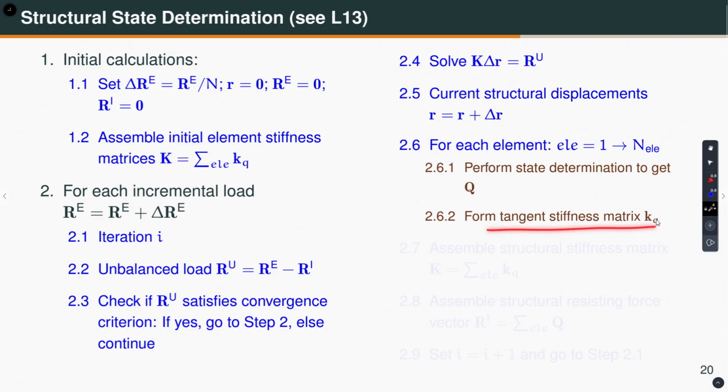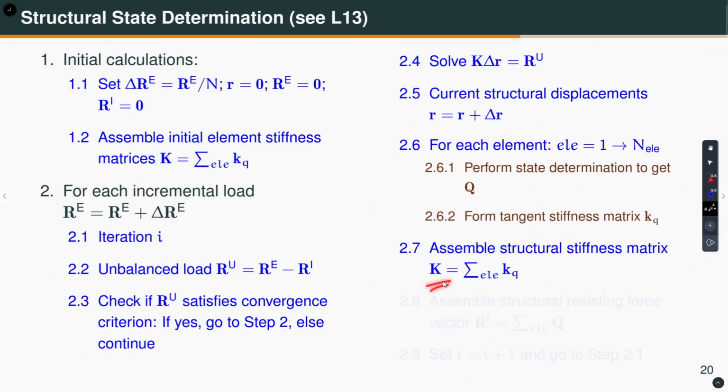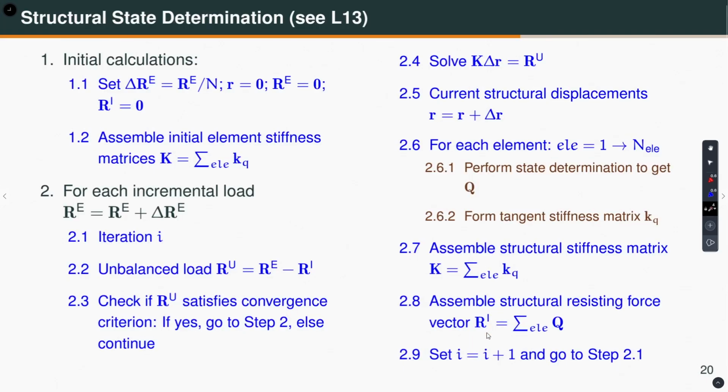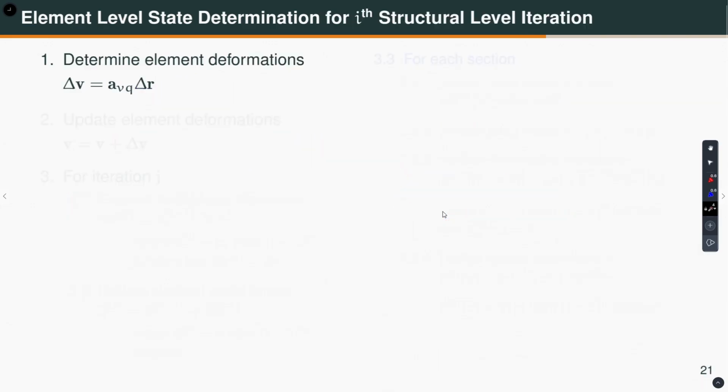And then we also need to form the tangent stiffness matrix in the global coordinates for each element. Once these two steps are done, then we can assemble to get capital K and assemble this to get the internal resisting force vector, and I can set I equal to I plus 1 and go to the next iteration. Let me focus on this element level. How do we deal with this for a flexibility or force based element formulation? So, determine the element deformation. You determine delta V from delta R.